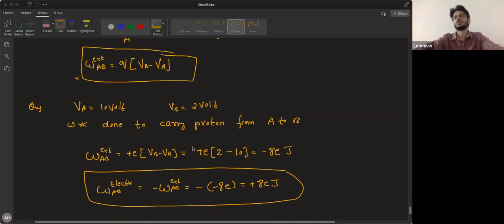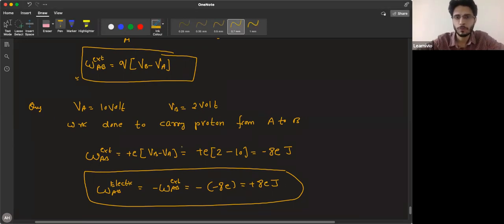So that completes potential due to a point charge. We'll stop here. In the next class, we will continue with some questions on this concept and the potential due to a dipole. On Wednesday, we'll continue with this.